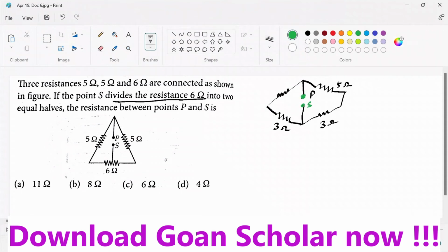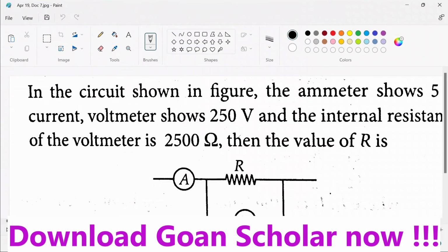Now let's hold it from these 2 points P and S and open the circuit. So what will be here? 5 and 3, this will be 8. Let's draw it this way so that this is P and this is S. This will be 8 ohm and this will be 8 ohm, right? 5 and 3 in series, 5 and 3 in series. And these 8 ohm are in parallel. So what will be the equivalent? So simple, 4 ohm. Let's move to the next question.